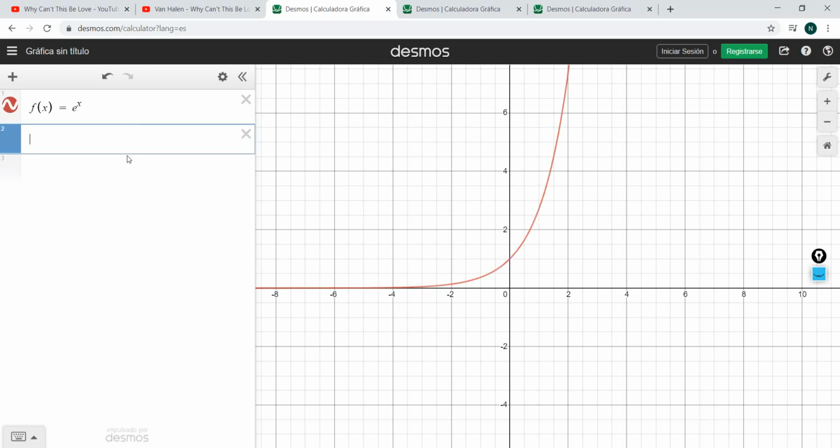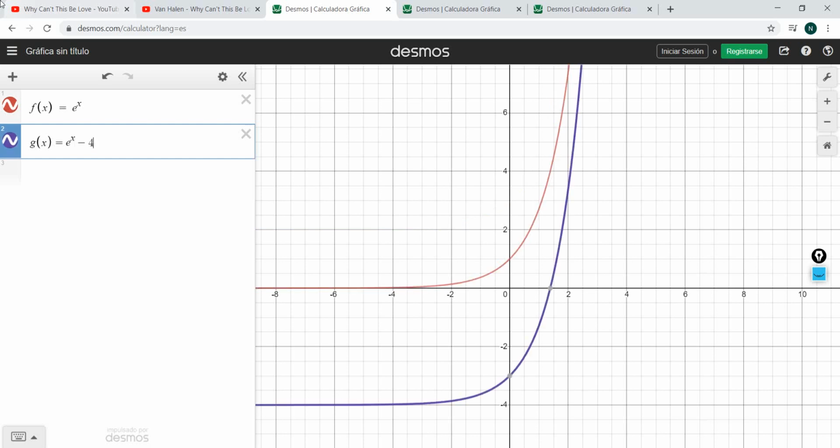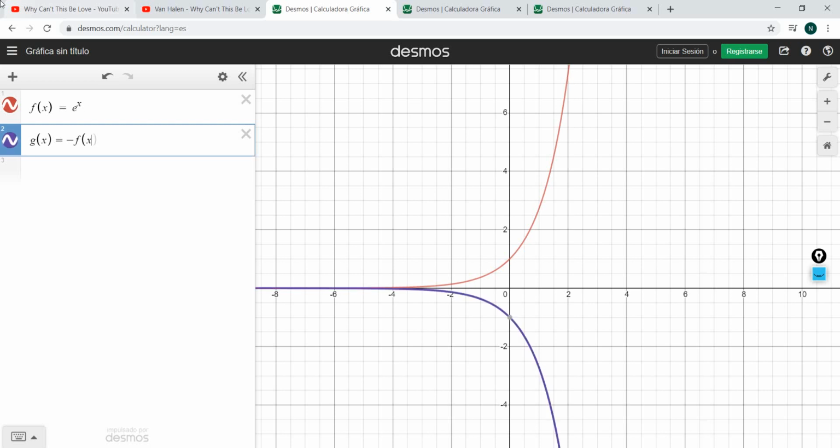Instead of doing something like this, like I could do e to the x plus 2, okay, that's going to be a displacement, a vertical translation, right? Vertical translation upwards, or translation downwards, you see? Now we're going to do the following. We're going to produce a function g, which is going to be equal to minus f of x. And take a look at what's happening.